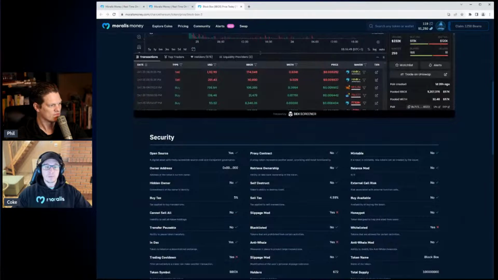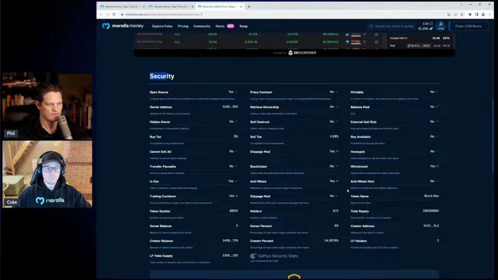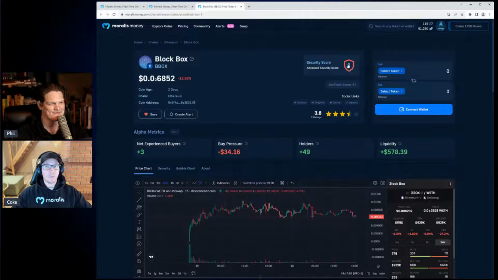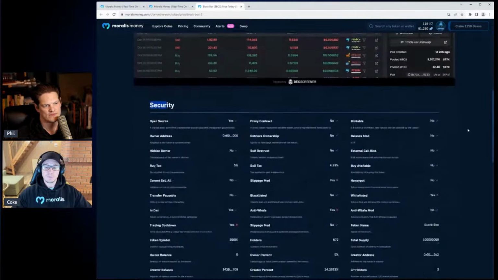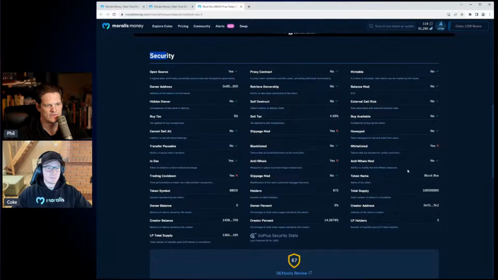And if you scroll down, we have all those security details in front of us. So we can see what's going on with the security. And as Phil mentioned, we have security. Our security score is quite harsh. It's 1. And when we scroll down, it looks like more or less there's a reason for that.